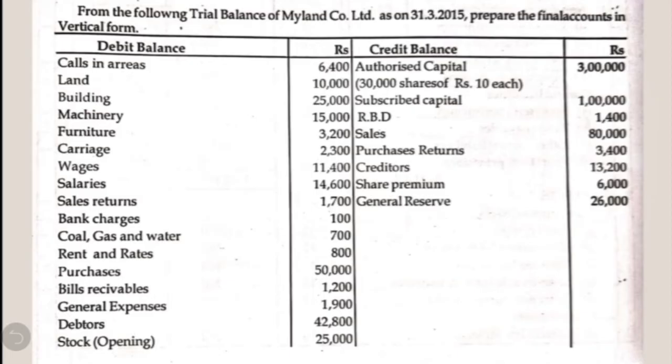From the following trial balance of Myland Company Limited as on 31st March 2015, prepare the final accounts in the vertical form. So we have to prepare both profit and loss account and balance sheet in the vertical form. Okay, they have given the trial balance.